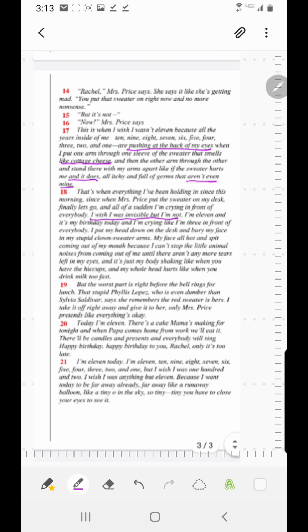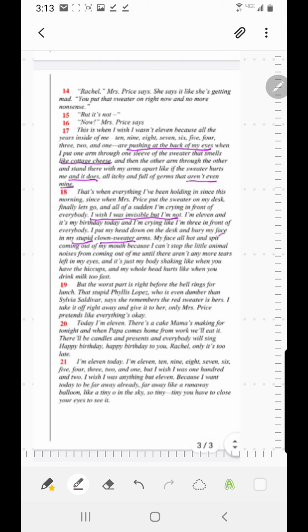I put my head down on the desk and bury my face in my stupid clown sweater arms. I love the way she describes it as clown sweater arms. My face all hot and spit coming out of my mouth because I can't stop the little animal noises from coming out of me until there aren't even any more tears left in my eyes. This is really, again, great use of imagery. We're talking about hot spit, and also it's very indicative of a childlike crying. I mean, there are moments where we just let go, right? But as we get older, even when we cry, we can kind of have a little bit of control of it.